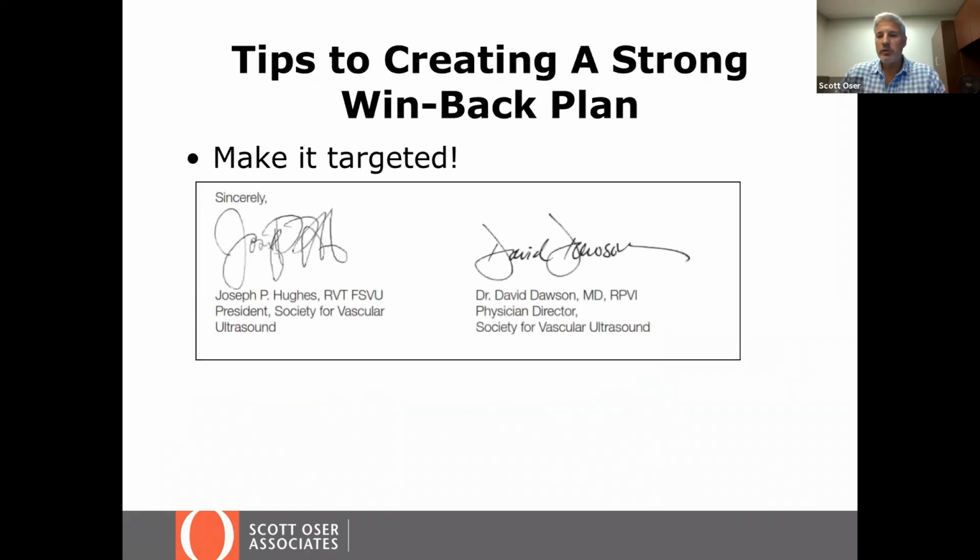We did that. One other small thing that we did was we used 2 different signatures. The letter to the technologists only had Joseph P. Hughes, JP Hughes, he's an ultrasound guy, a technician. We used only his signature in the technologist letter, and we used both signatures in the physician's letter, because obviously the physician director, right? Whole thing: target, technologists, physicians, make sure that they both get the appropriate messages.